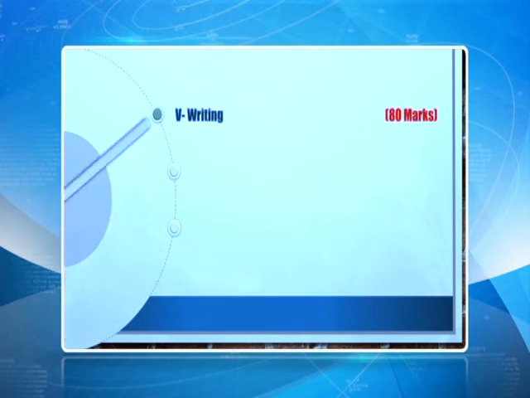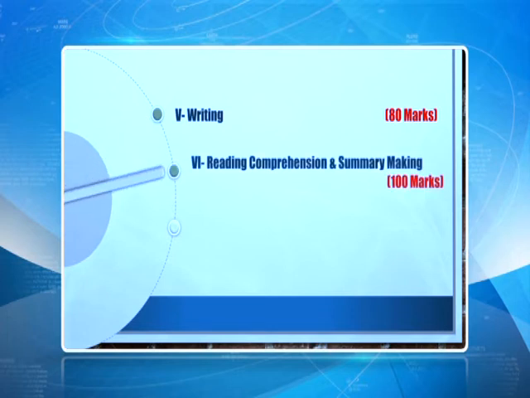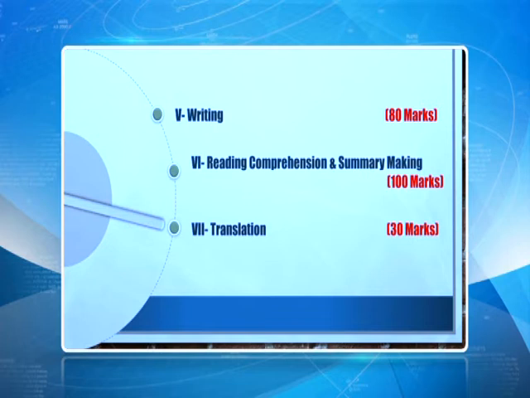Part 5 is writing, which is 80 marks. And then you'll have part 6, which is about reading comprehension and summary making. It is going to be out of 100 marks. And the last section, or the last part of your exam, will be translation, which is going to be marked out of 30 points. Okay?